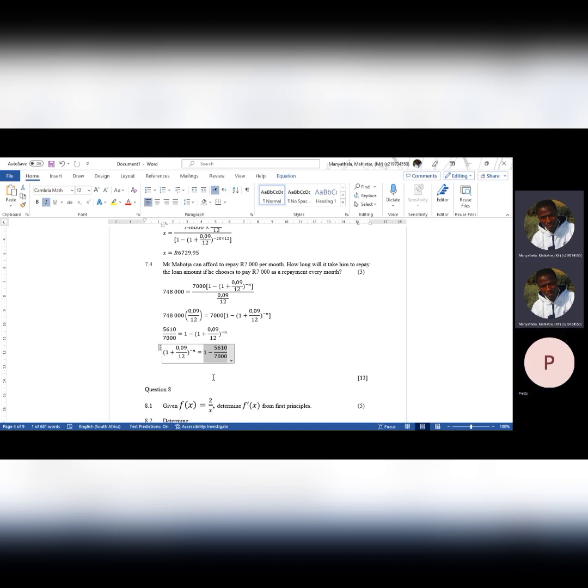So it will be 1,390. You divide 1,390 by 7,000 because we're dividing by 1. Okay, let's go to the next step. In the meantime, you can work out what's 1 plus 0.09 over 12.